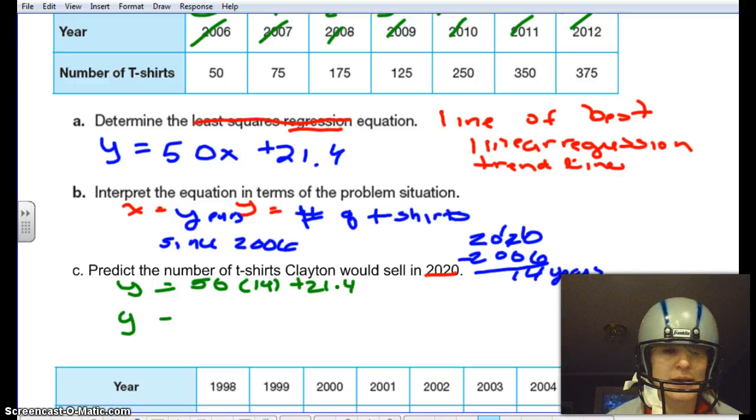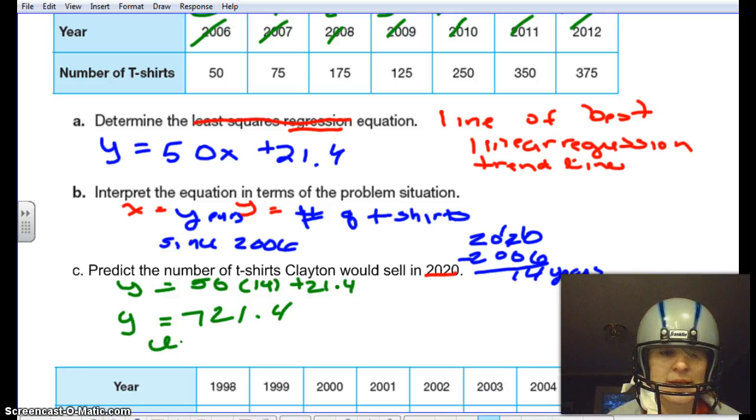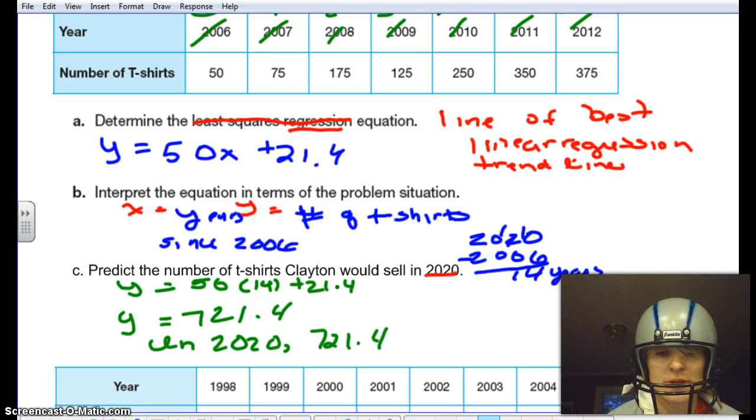Okay, so I'm going to put y equals 721.4. So then you would write a sentence. In 2020, 721.4 t-shirts will be sold.